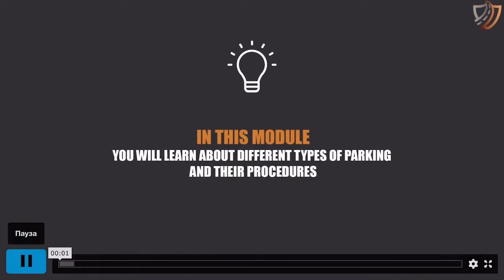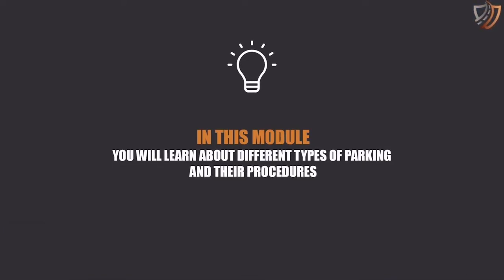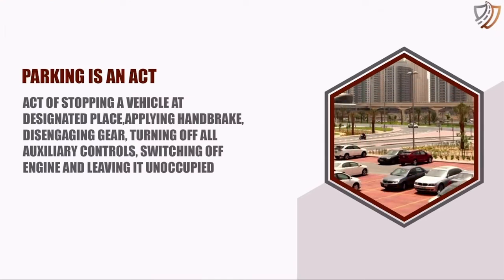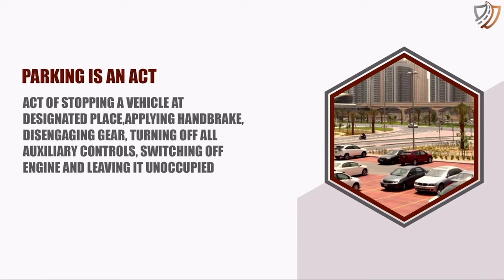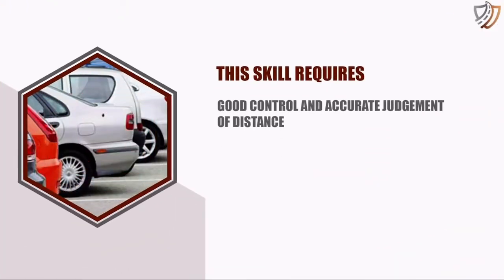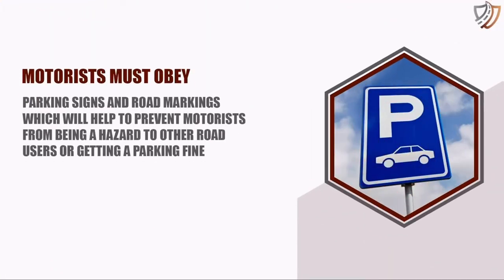In this module, you will learn about different types of parking and their procedures. Parking is an act of stopping a vehicle at a designated place, applying handbrake, disengaging gear, turning off all auxiliary control, switching off engine, and leaving it unoccupied. This skill requires good control and accurate judgment of distance. Motorists must obey parking signs and road markings, which will help to prevent motorists from being a hazard to other road users or getting a parking fine.